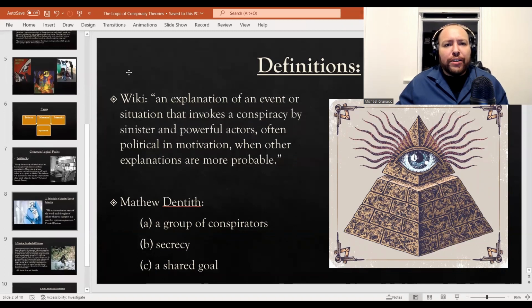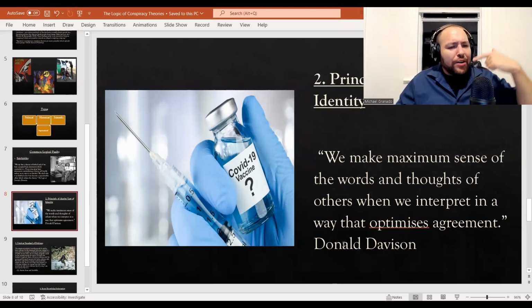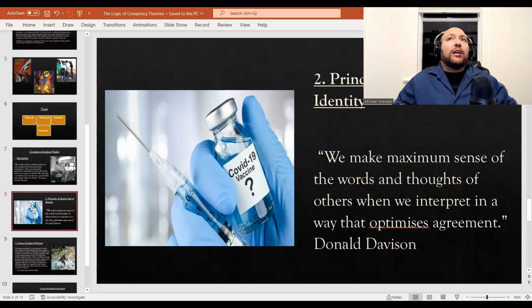The principle of charity states, and we have a little definition here by Donald Davidson, we make the maximum sense of the words and thoughts of others when we interpret in a way that optimizes agreement. In other words, if I'm having an argument with somebody, the principle of charity states that I should take that person's words at face value. And this is where the law of identity comes into play. The law of identity is one of Aristotle's basic features of logic.